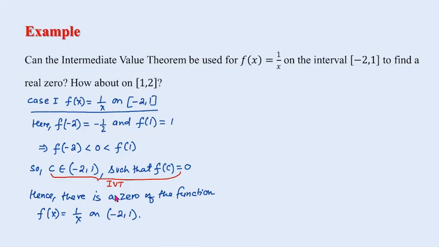Okay, so that is the first part. For this function, there is a real 0 on this interval, and we confirm that using the intermediate value theorem. And we are able to confirm that because the value of the function at -2 is a negative and at 1 is a positive. So 0 lies between these two function values. So it is just because of that we confirm that there is a real 0 on this interval. Now let's look at the second case.